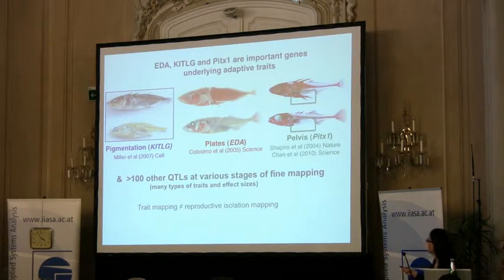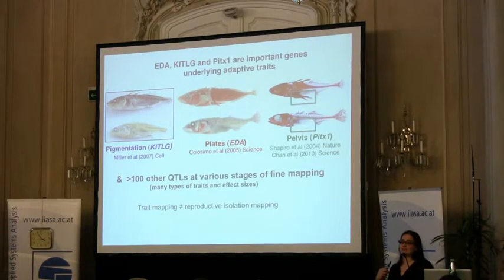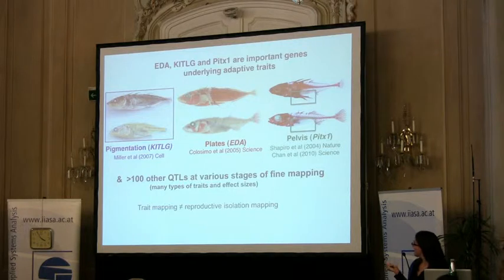We also have mapped QTLs, more than 100 of them, and we're at various stages of fine mapping these. And these are QTLs which underlie many different traits, mostly morphological traits, but also several other physiological traits as well. And they have varying effect sizes.